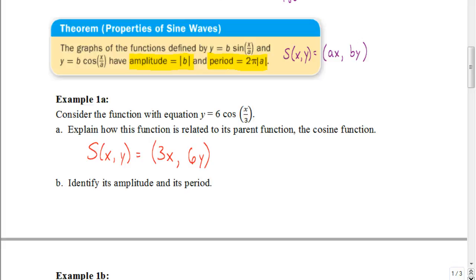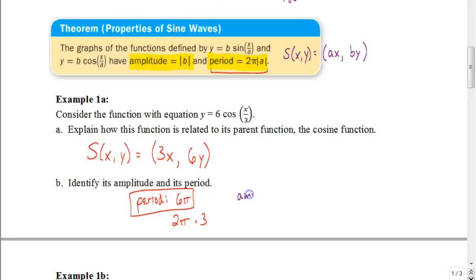What does that mean? Well, that means that the graph is going to be stretched horizontally by 3 and vertically by 6. So when we go and try to find the period, it's really important to visualize in your head that the cosine function typically would go from 0 to 2 pi. Well, if it's stretched to be 3 times wider, or stretched horizontally by 3, it's now going to go from 0 to 6 pi. So the period would be 6 pi. Algebraically, we could use this theorem to say that it's going to be 2 pi times the absolute value of a. Well, a in this case is 3, and 2 pi times 3 is 6 pi. So there's your period.